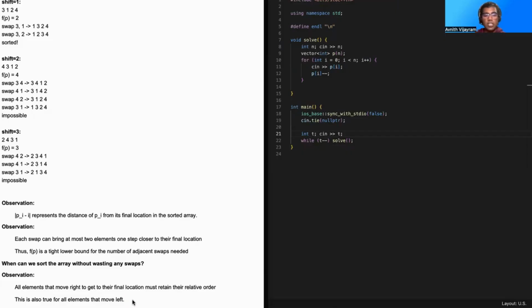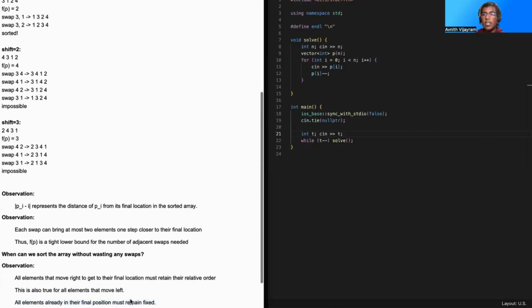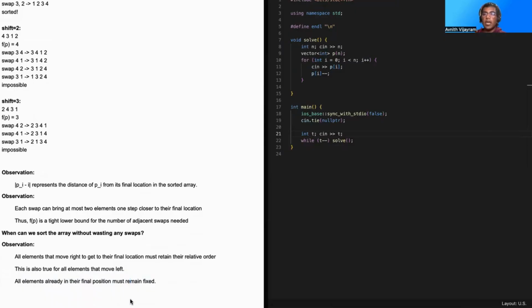Also, we have the condition that if the element is already in its final position, so if P sub I equals I, then it can't move at all. If it moves at all, we'll have to waste time bringing it back. And again, we can't waste any swaps. So elements in their final position have to remain fixed. This is a slightly clunky way of saying this condition, so we can actually reframe our condition into the following form.